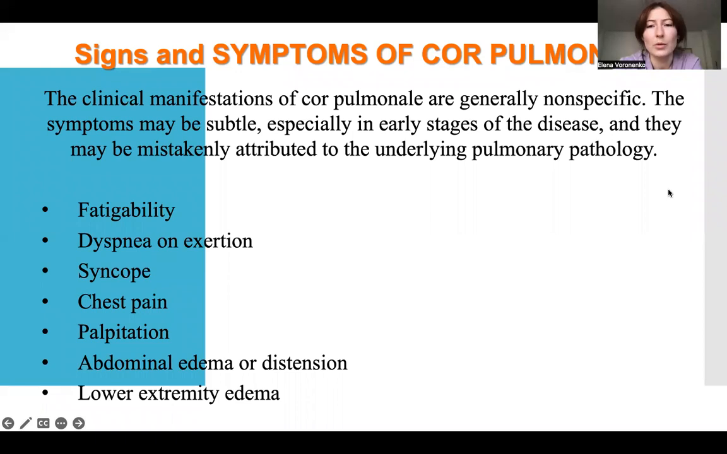Signs and symptoms of cor pulmonale. The clinical manifestations of cor pulmonale are generally nonspecific. The symptoms may be subtle, especially in early stages of the disease, and they may be mistakenly attributed to the underlying pulmonary pathology. Fatigability, dyspnea on exertion, syncope, chest pain, palpitation, abdominal edema or distension, lower extremity edema.